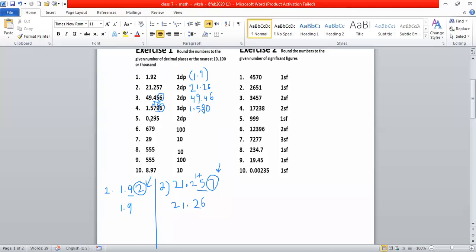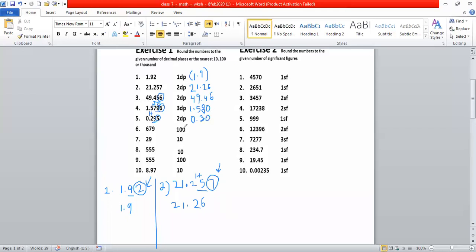2 decimal places, 1 2, this would be circled. Okay, so the circled value is greater than or equal to 5. So 9 plus 1 is 10, so 1 plus 2, so 0.30.